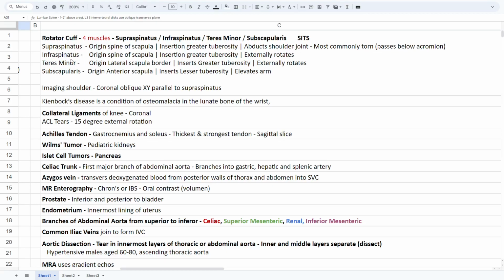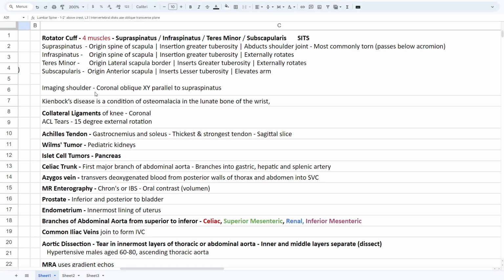The infraspinatus again originates at the spine of the scapula and also inserts to the greater tuberosity, and this externally rotates. Teres minor originates at the lateral scapular border and again goes to the greater tuberosity and externally rotates. And subscapularis originates at the anterior scapula and inserts to the lesser tuberosity and elevates the arm.